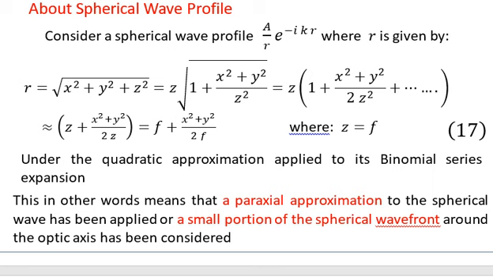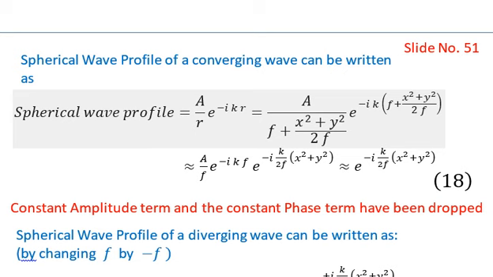So we are considering a small region of the spherical wave under the use of equation number 17. The spherical wave profile of a converging wave can be written as A over r, e to the power minus ikr, and here we are substituting the value of r that we have calculated in equation number 17. So A over f plus (x square plus y square) over 2f, and similarly we are using the value of r in the exponent also, that is e to the power minus iota k, and r is replaced by f plus (x square plus y square) over 2f.